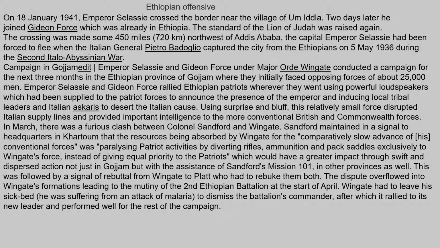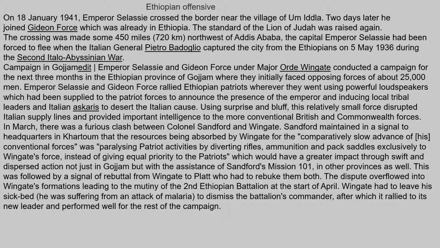Using surprise and bluff, this relatively small force disrupted Italian supply lines and provided important intelligence to the more conventional British and Commonwealth forces. In March, there was a furious clash between Colonel Sandford and Wingate. Sandford maintained in a signal to headquarters in Khartoum that the resources being absorbed by Wingate for the comparatively slow advance of his conventional forces was paralyzing Patriot activities by diverting rifles, ammunition, and pack saddles exclusively to Wingate's force instead of giving equal priority to the Patriots, which would have a greater impact through swift and dispersed action, not just in Gojam, but with the assistance of Sandford's Mission 101 in other provinces as well.